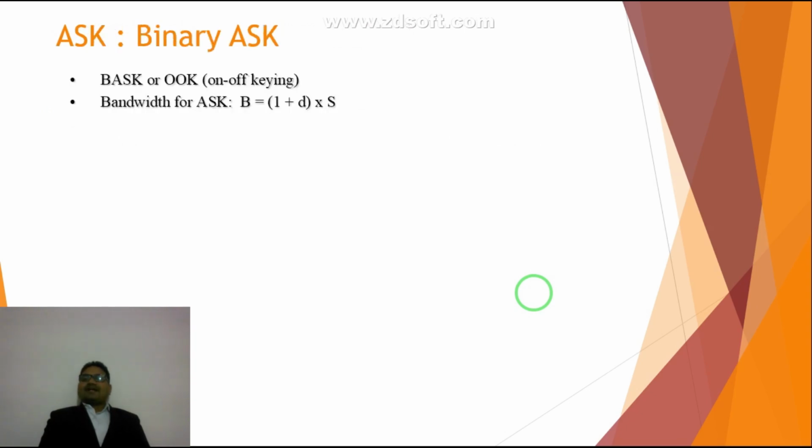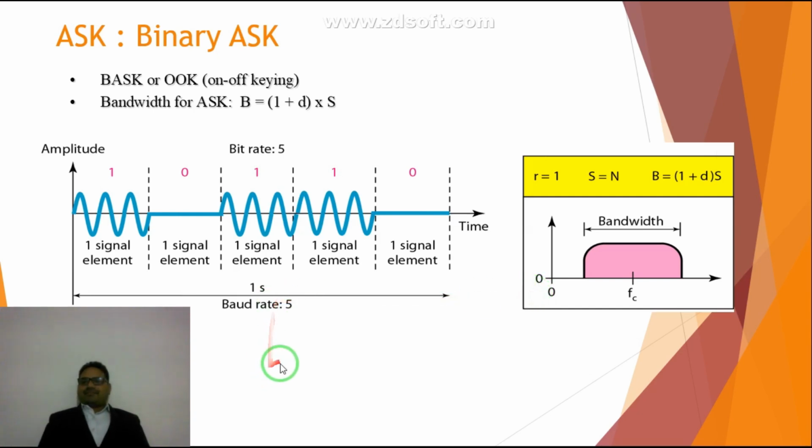Now, we can start with binary ASK, or simple ASK, which is also called on-off keying. So you can see if you have digital data 1 0 1 1 0, we have amplitude. For logic 1, the peak to peak amplitude is constant, but for logic 0, the amplitude is 0.